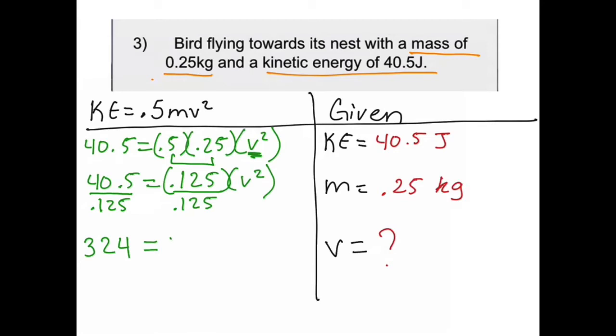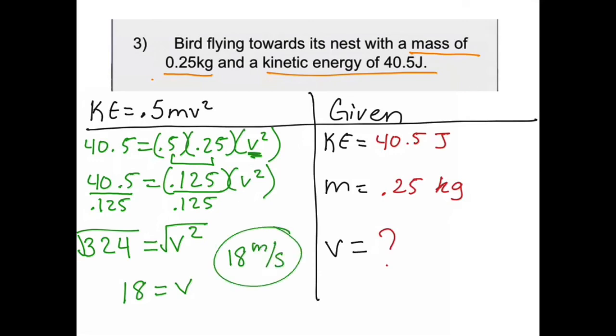324 equals v squared. Now, we have a square. The opposite of a square is a square root. So we're going to take the square root of both sides of the equal sign. So the square root of 324 gives me 18 is v. My velocity is 18 meters per second. So I'd write something like this. And that's it. That's how you solve those 3 questions.